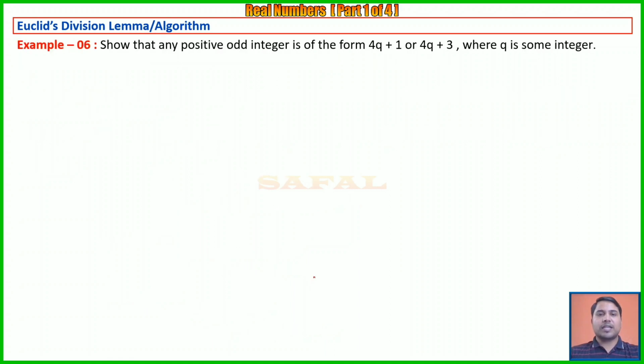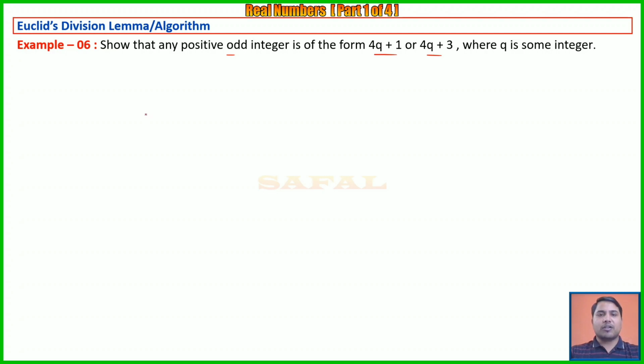Now here they are asking to show that any positive odd integer is of the form 4q plus 1 or 4q plus 3 for some integer q. This is a problem from NCERT. It's a nice question. It has come in a previous year board exam also. So let's see how to do it.